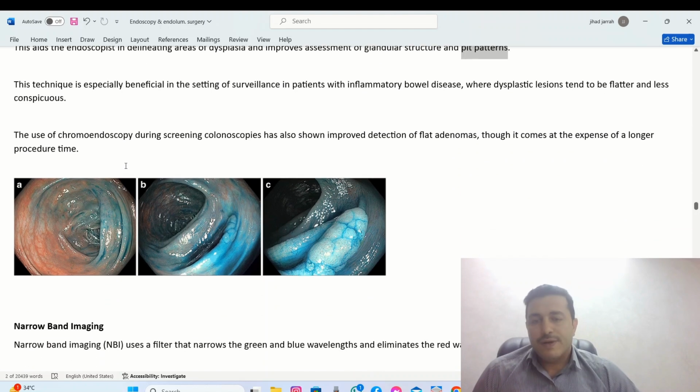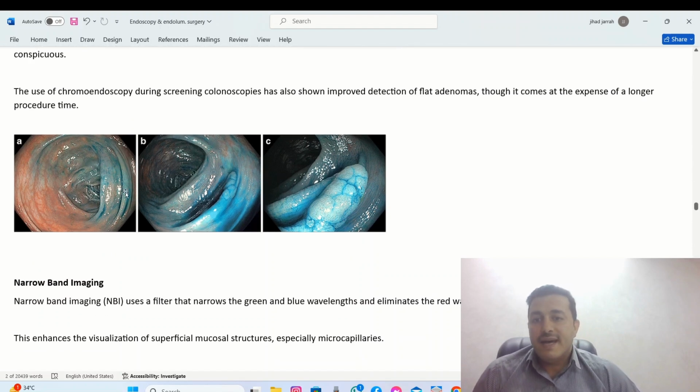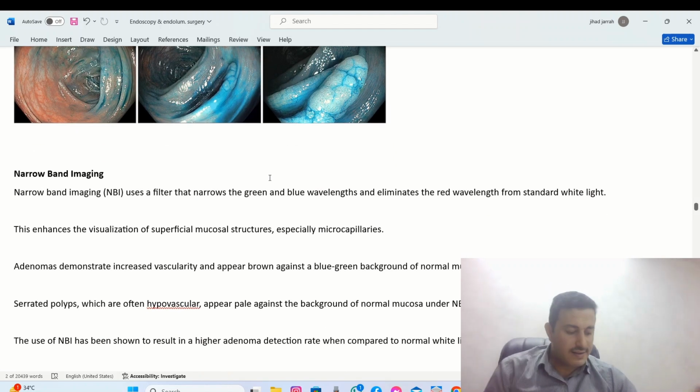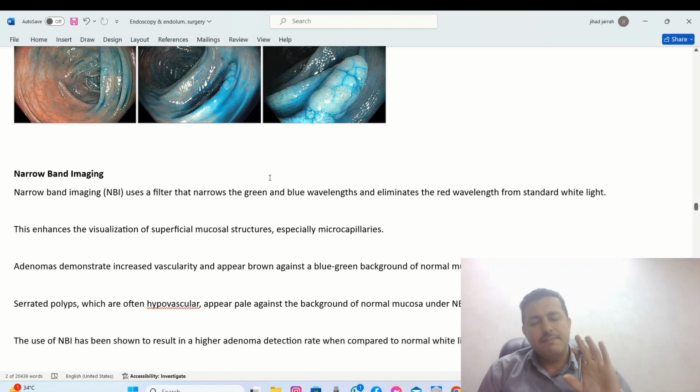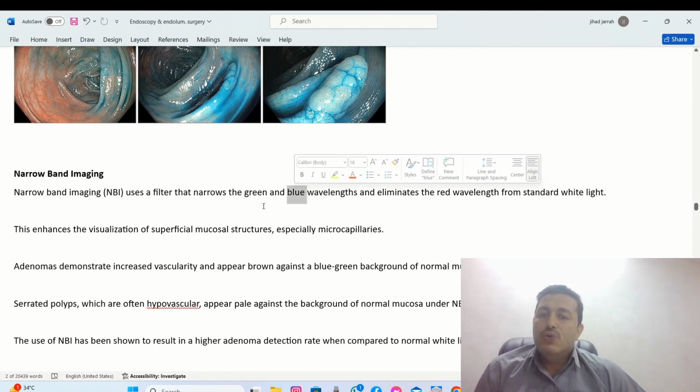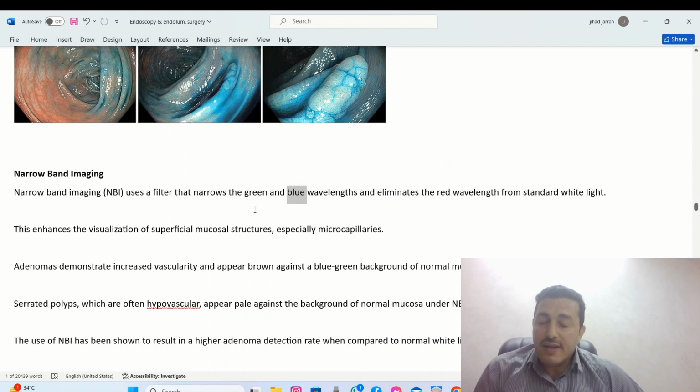So it's proven that chromoendoscopy is useful in patients with inflammatory bowel disease, because the malignant lesion in inflammatory bowel disease is usually flat, so it enhances the detection. This is the chromoendoscopy. Narrowband imaging, simple principle. It actually uses green and blue wavelengths and eliminates the red wavelength.